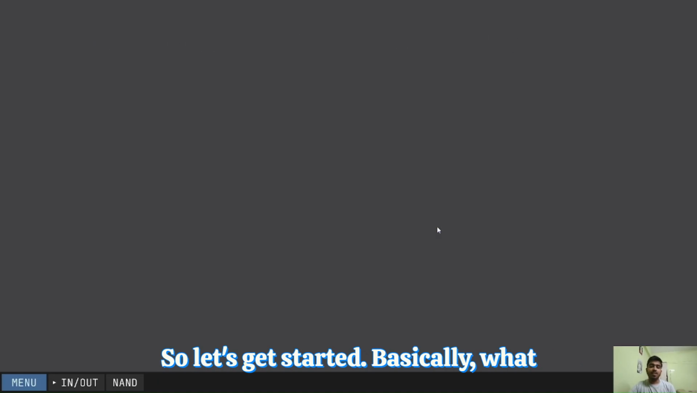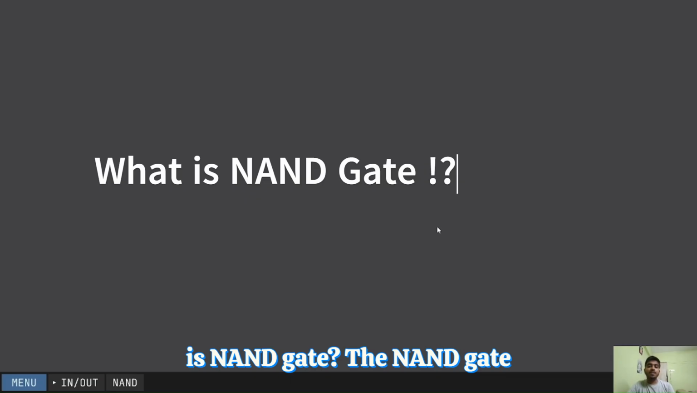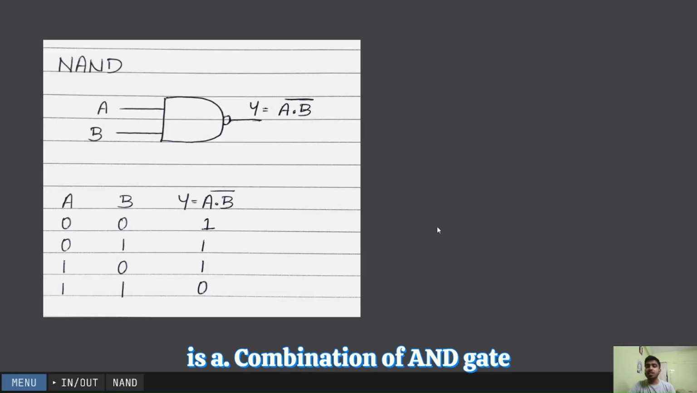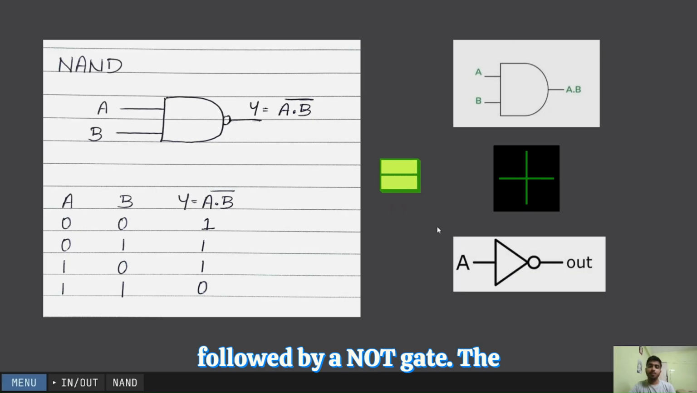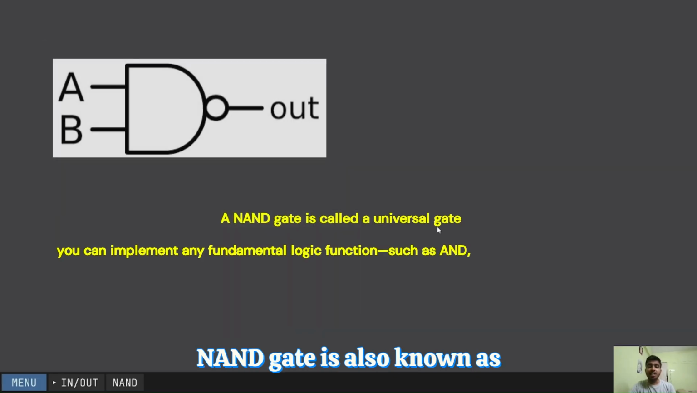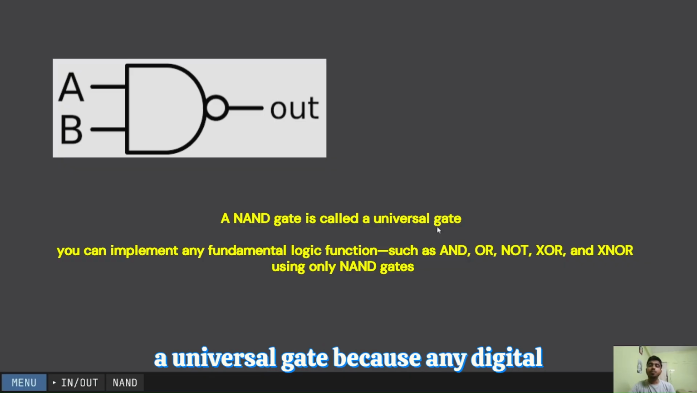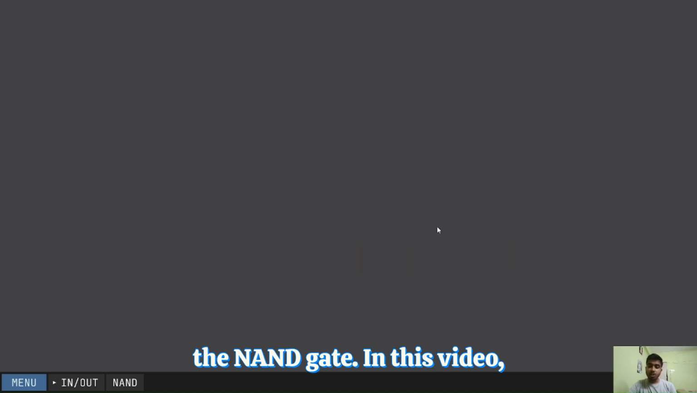So let's get started. Basically, what is a NAND gate? The NAND gate is a combination of an AND gate followed by a NOT gate. The NAND gate is also known as a universal gate because any digital circuit can be built using only the NAND gate. In this video, I'm going to build all the logic gates from scratch using the NAND gates, and let's verify their outputs.